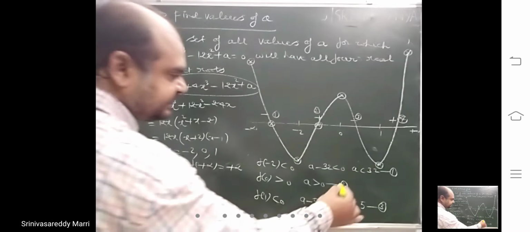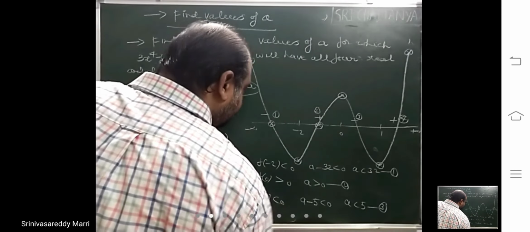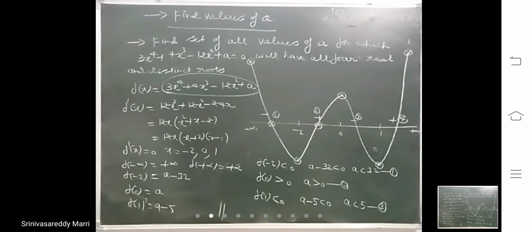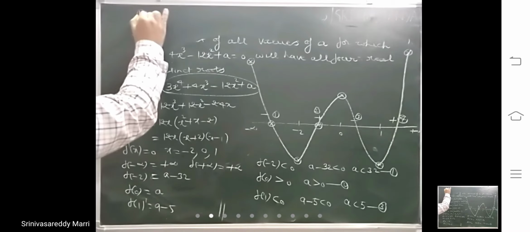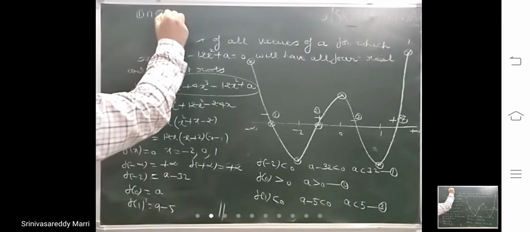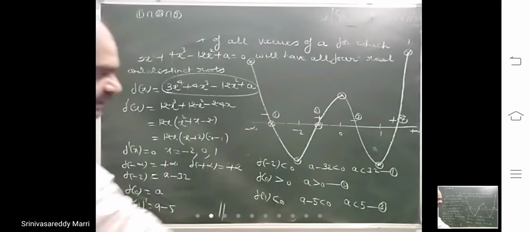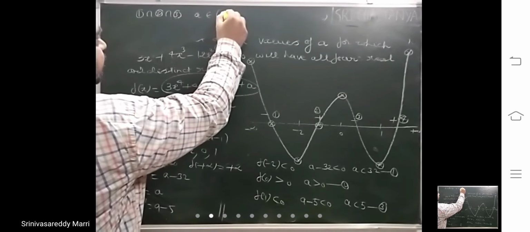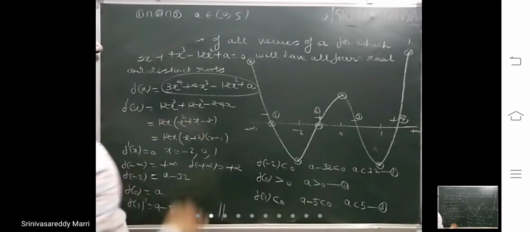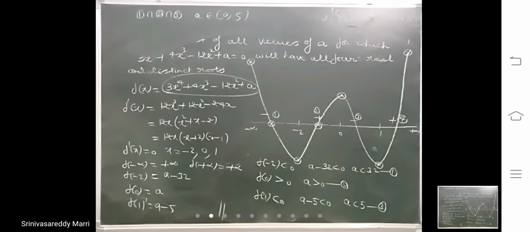Now your answer is 1 intersection 2 intersection 3. What are the common values? 0 to 5. A belongs to 0 to 5. Like that. Look here, I will explain once again.